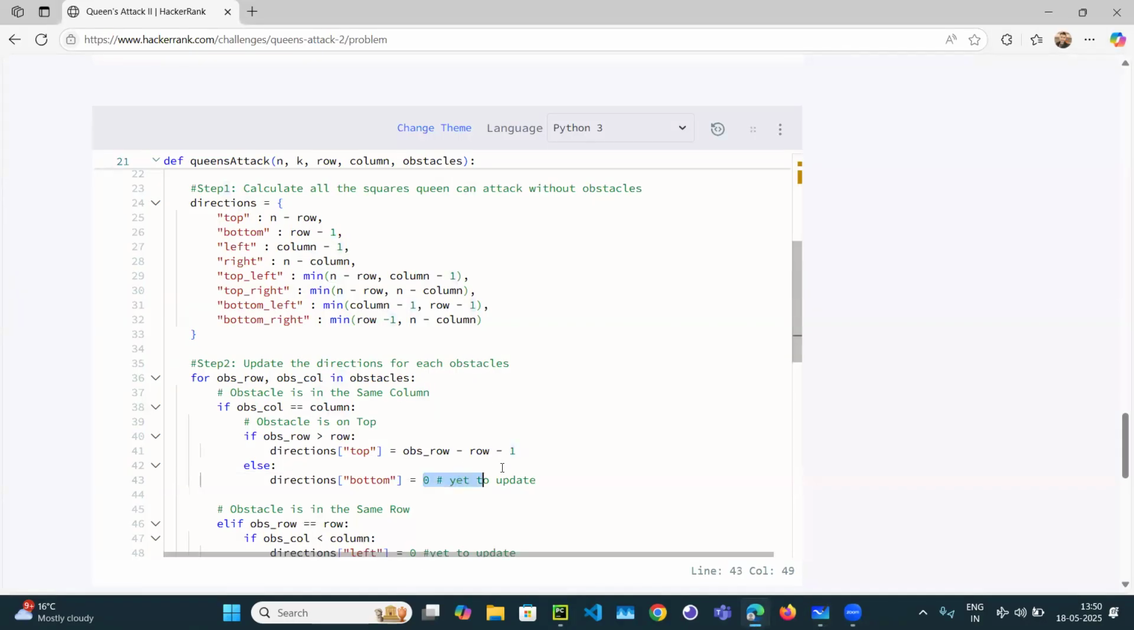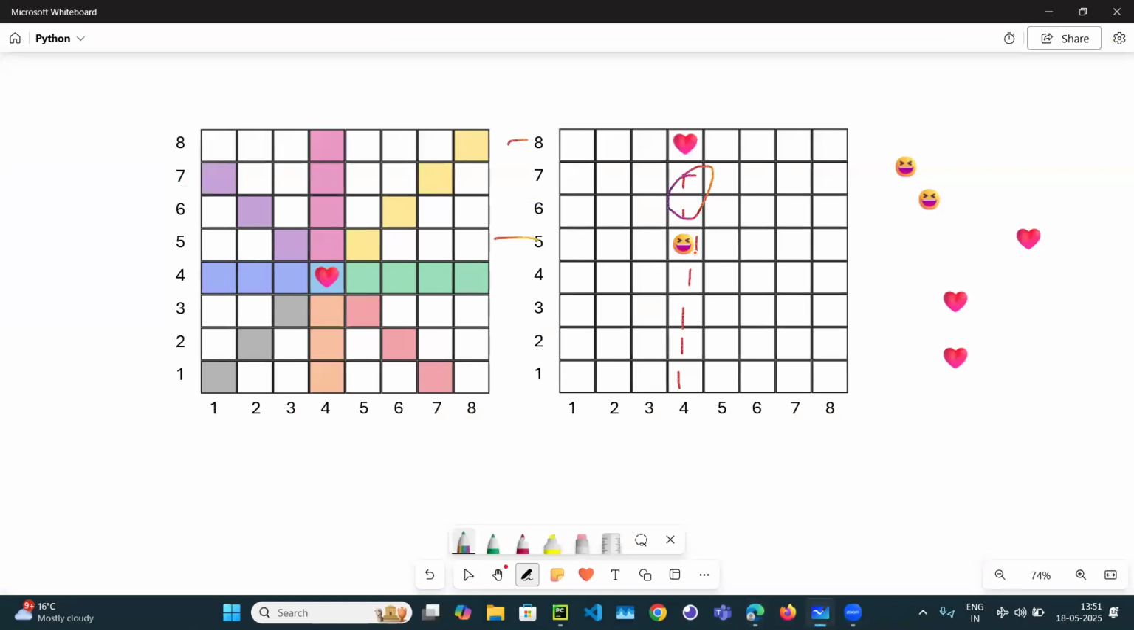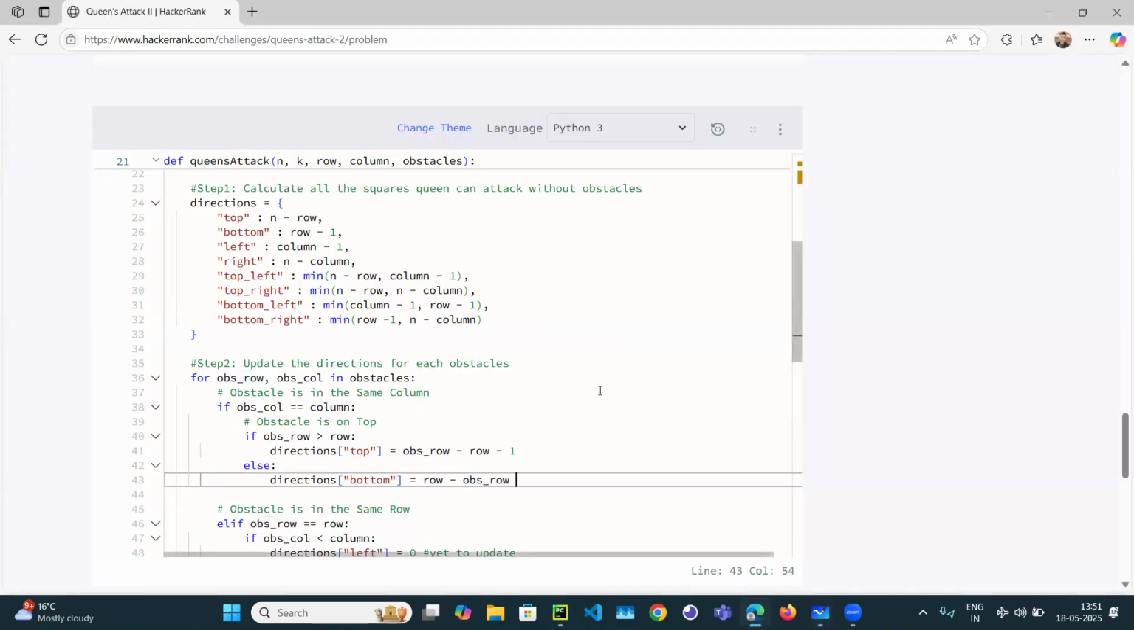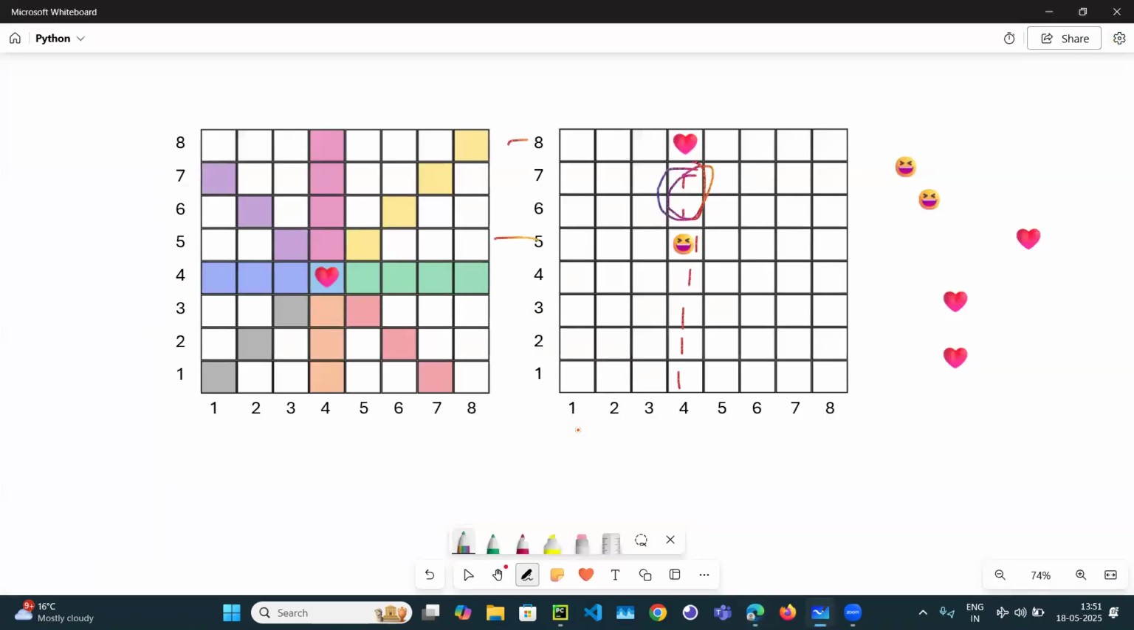So now row 8, instead of this bottom, you have to subtract this obstacle. So basically row minus obstacle row. So row is 8, obstacle row is 5. So 8 minus 5, 3. But the answer is 2. So you need to subtract one more. So row minus obstacle row minus 1. Let's try with another case. Let me put queen here and obstacle here. So earlier it's 1, 2, 3, 4. All right, bottom is 4, but now bottom should be 1.